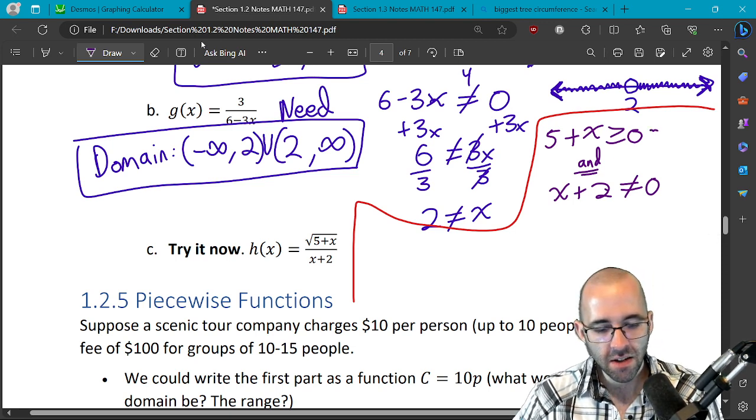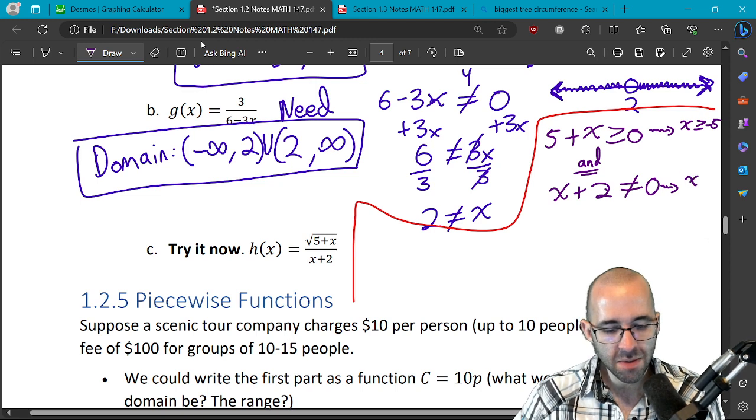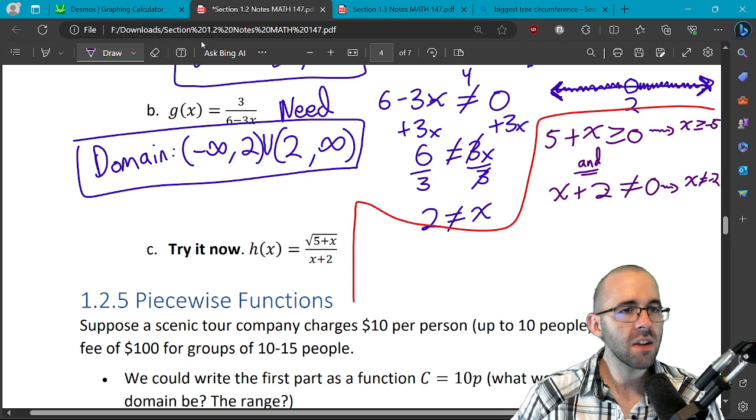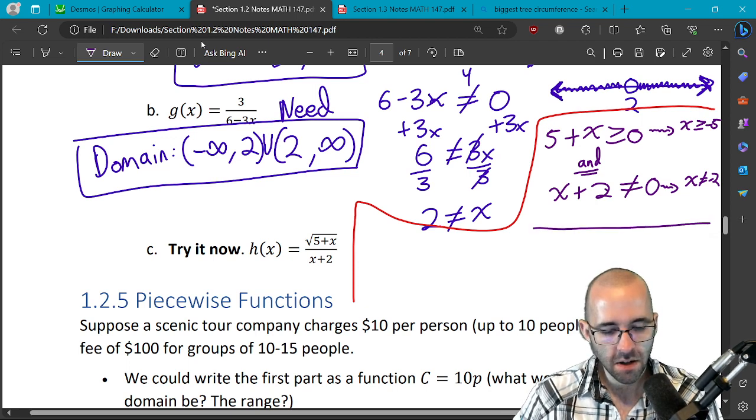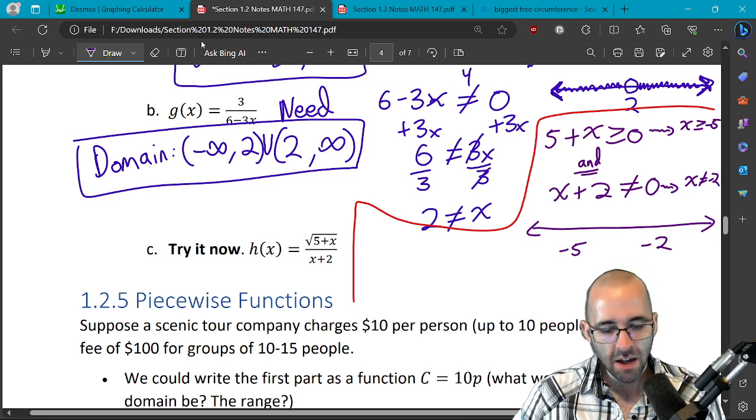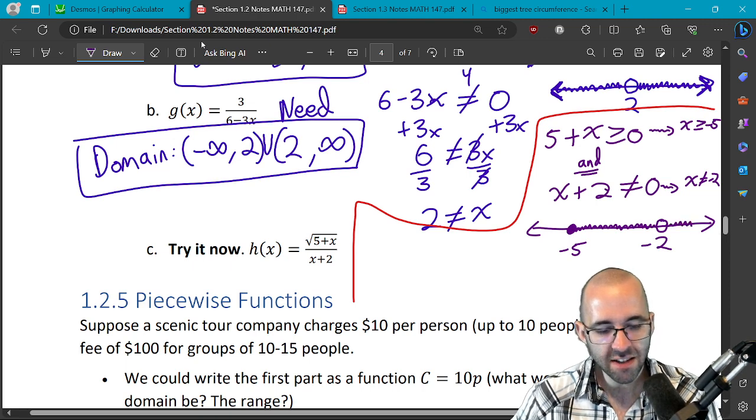So this first thing, what this becomes, is that x has to be at least -5. The second thing, what this becomes, is that x can't equal -2. So what does that look like on the number line? Well, we're going to need something at -5 is going on and something at -2 is going on. X has to be at least -5, so everything to the right of -5, but we're skipping -2. X cannot equal -2. So this is what we look like on the number line.